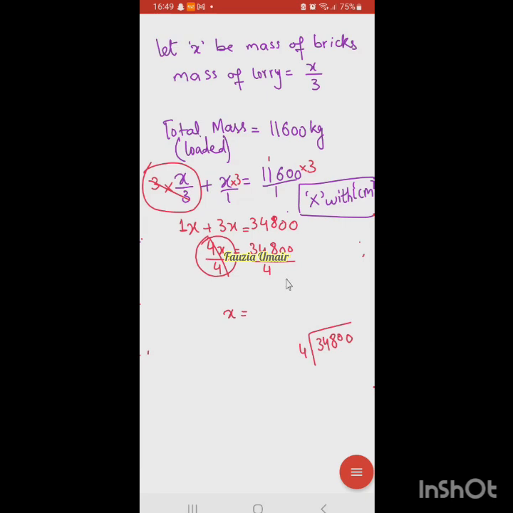4 into 8 is 32, right? So 2 remainder. So now I will bring this 8 down. 28. So 7, 8 sevens are 28. What will happen with these two zeros? They will directly go to the answer. So what is x? X is 8700.